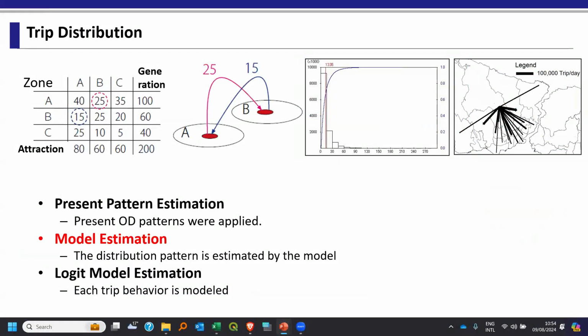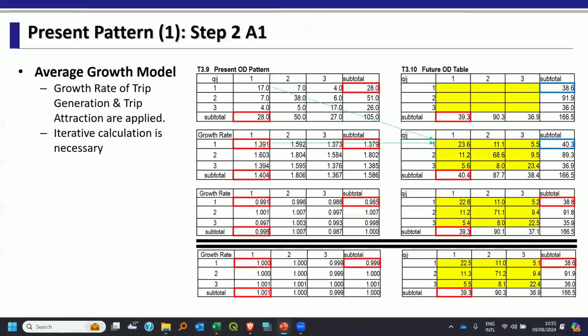The next topic, trip generation and attractions, is finished. The next topic is trip distribution. Trip distribution models: there are several ways to estimate trip distributions. It is very complicated, so I don't want to go further.